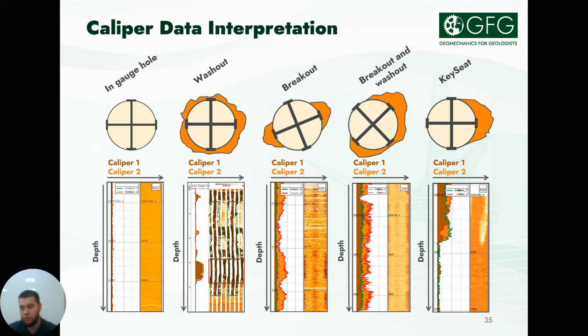Second is breakouts, which refer to compressive failure in a borehole caused by non-uniform horizontal stress exceeding the compressive strength. And the final case is a key seat. This is a small diameter canal worn into the side of a larger diameter borehole. This can be a result of a dogleg. We will discuss dogleg in the next part of the lecture.